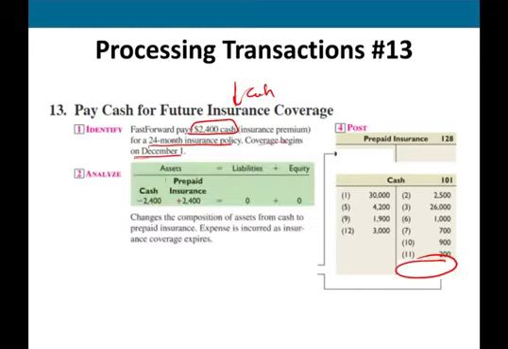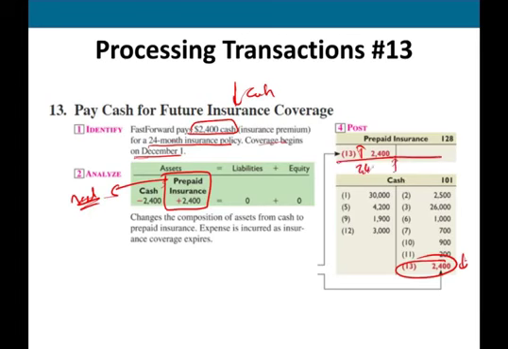This is called prepaid insurance. So this is a prepaid. Prepaids are assets. Okay? So cash is going to go down. Prepaid, this is an asset. Asset goes up by a debit. Asset goes down by a credit. Cash goes down. Now what's my balance in prepaid? My balance in prepaid is $2,400.